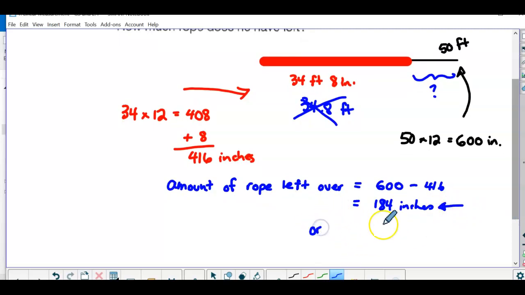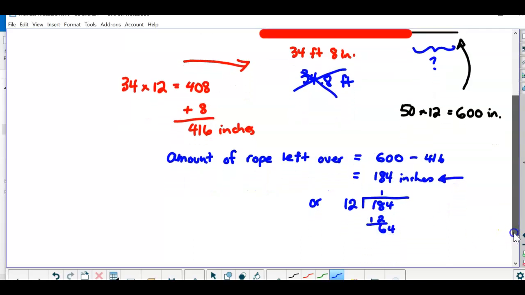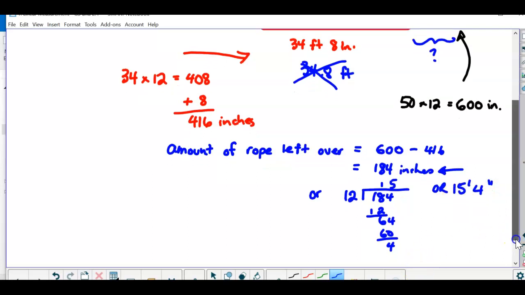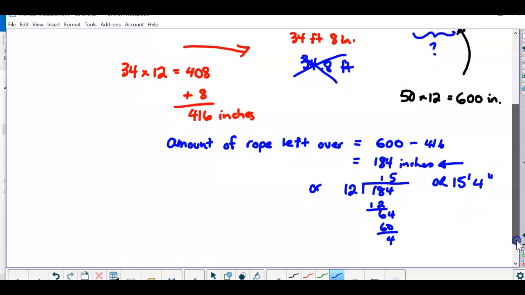Or you can convert that to feet and inches by going same method, 12 into 184. Okay, so 12 goes into 18 once, 6 remainder, bring down the 4, 12 goes into that 5, remainder 4, right? So that's the same as 15 feet, 4 inches. Okay, so that's question 5 from the exercises. And that's it.